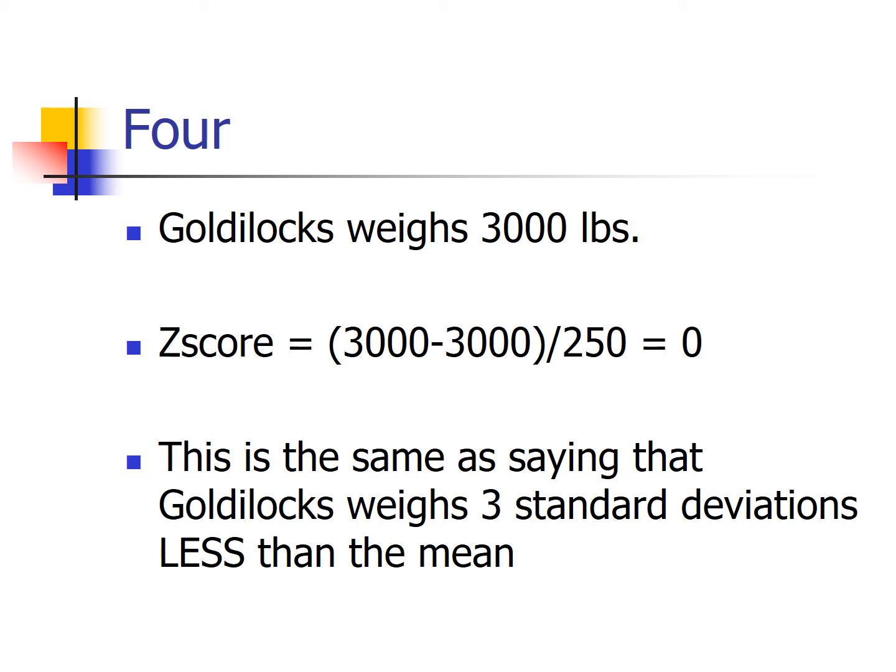Oh, shoot. There's a typo in my notes, and I apologize for that. I should have caught that. It's not true that Goldilocks weighs 3 standard deviations less than the mean. That's wrong. The standard score of 0 means that Goldilocks actually weighs exactly what the mean is. At this point, I'm committed to narrating it, and I can't really change it without having to re-narrate everything. But hopefully we're all okay with the fact that that last bullet point's wrong. Goldilocks weighs exactly the mean. She weighs 0 standard deviations away from the mean.